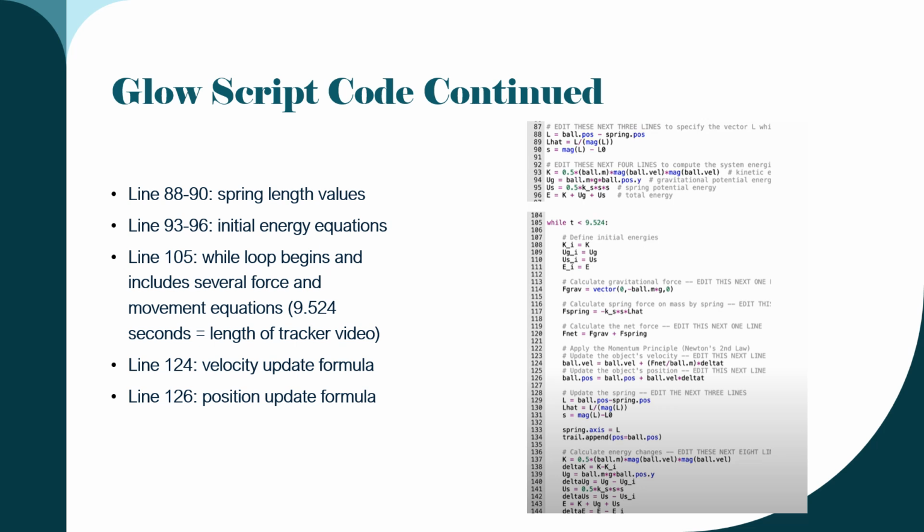So continuing the GlowScript, lines 88 through 90 are the spring length values, lines 93 to 96 are initial energy equations, and line 105 is where the while loop begins, and so several force and movement equations were used, such as the 9.524. That was the length of the tracker video, and that was written in seconds. Line 124 is the velocity update formula, and line 126 is the position update formula.